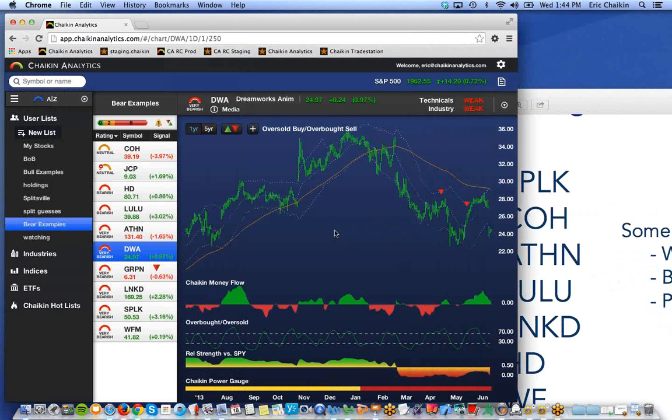So here's an example in DreamWorks where the rating went bearish in January. If you had owned it up to here, now the rating was neutral, so not saying you would necessarily buy it, but if you did own it, this would have been where we would have suggested stopping yourself out and parking your money, looking for another place to put it.